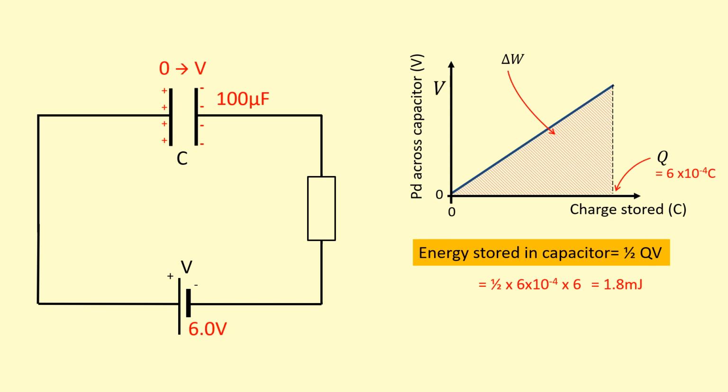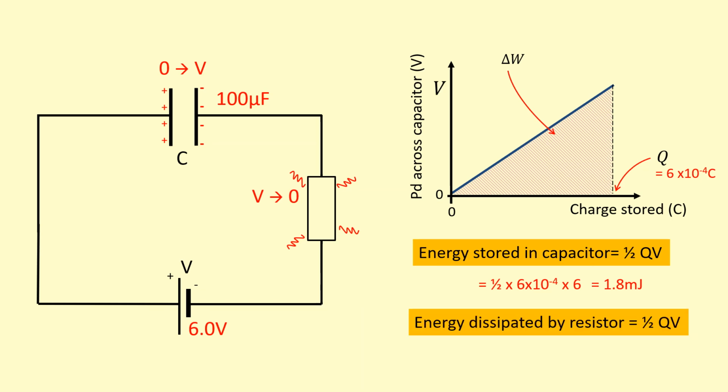So what happened to the other half? The other half of the energy, 1.8 millijoules, was dissipated in the resistor in the circuit, or any resistance in the circuit. How do we explain this? At the very start of the charging process, all of the voltage was across the resistor, and the voltage across the capacitor was 0. Only when the voltage across the capacitor reached its maximum did the resistor get 0 volts. During that time, the resistor was dissipating half of the energy supplied by the cell.